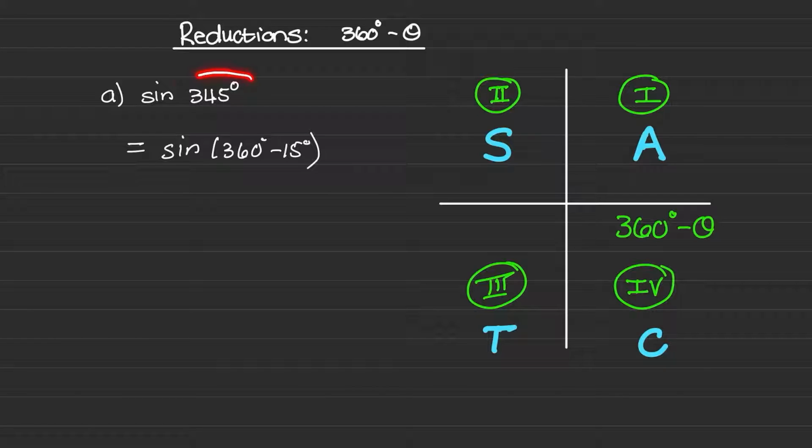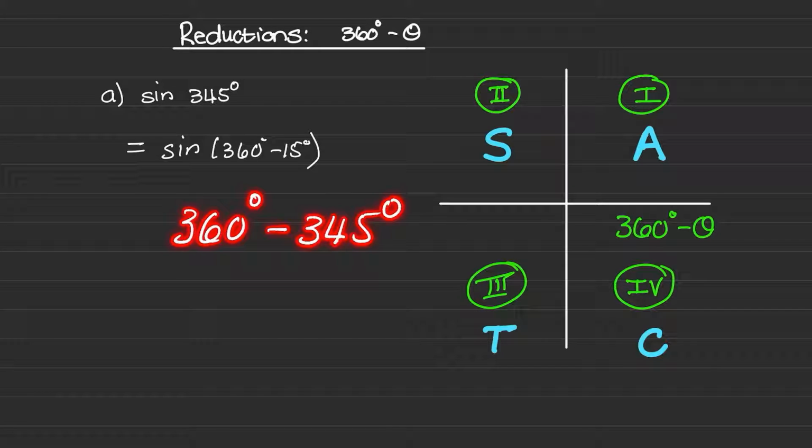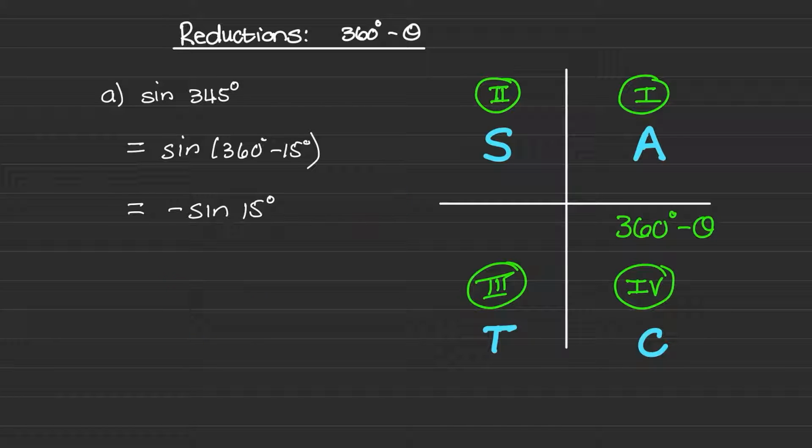So I want to rewrite 345 degrees as 360 minus 15 degrees, where the 15 degrees represents the acute angle that we want to apply this reduction. So I got 15 degrees by taking 360 minus 345, and that was equal to 15 degrees. We also know that sine is negative in the 4th quadrant, so the sine of 345 degrees would be equal to the negative sine of 15 degrees.